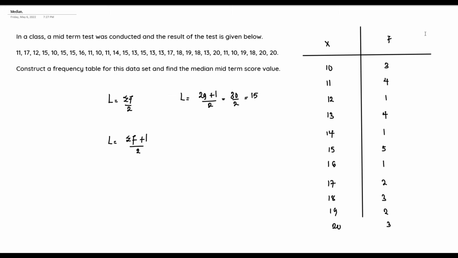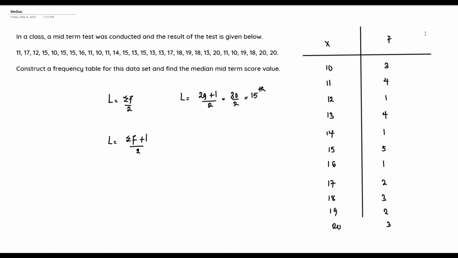So that simply implies that our median is actually located in the 15th position. That is, the value of the median is not 15, but the median is located in the 15th position. So we have to come to the frequency and locate the 15th position's value. So the 15th position's variable, rather.